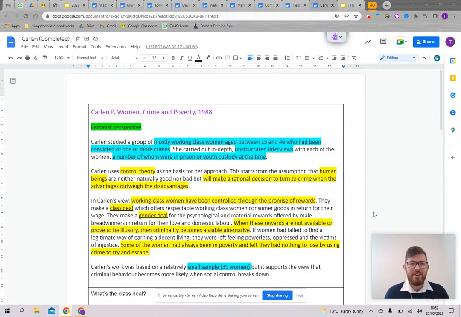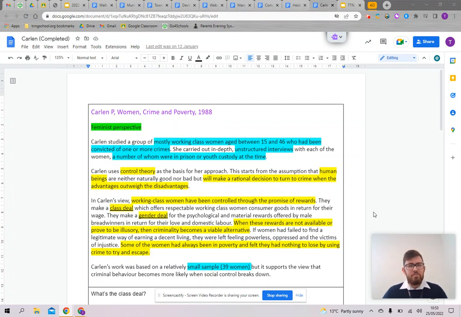Okay, so here we are with Pat Carlen, a sociologist who aligns with the feminist perspective. So, our first feminist in the crime unit. Now, Carlen is a really useful study. It sort of combines the idea of social class and gender as well, and obviously talking about crime.